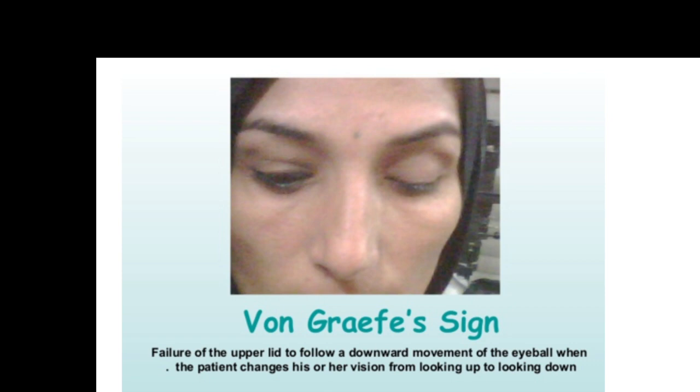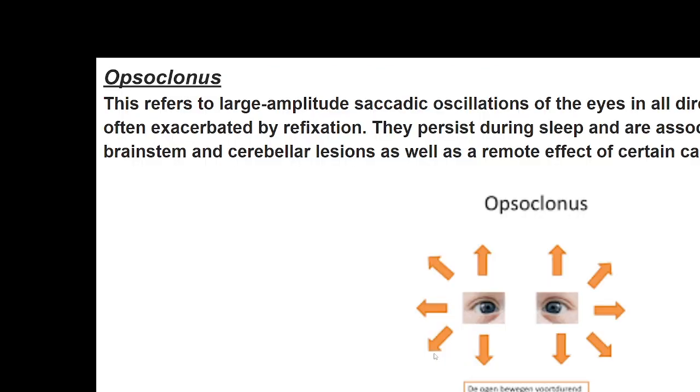Then one is Graefe's sign, a failure of the upper eyelid to follow the downward movement of the eyeball when the patient changes his or her vision from looking up to looking downwards. The eyeballs would not be moving downwards as such, and the palpebrae tend to cover up the area, and the upper eyelid particularly would not be able to open and close properly. That's called Graefe's sign, which is also a sign of neurological pathology.